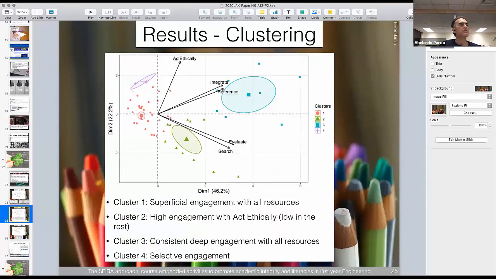Cluster 1, very superficial engagement. Cluster 2 seemed to be focused mostly on act ethically, and the rest of the interaction was very low. Cluster 3 were those students that were very frequently engaging with all the resources, and cluster 4 were very selective. Only a subset of the resources were checked.